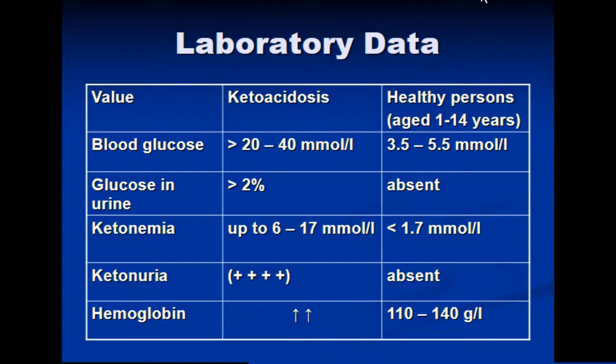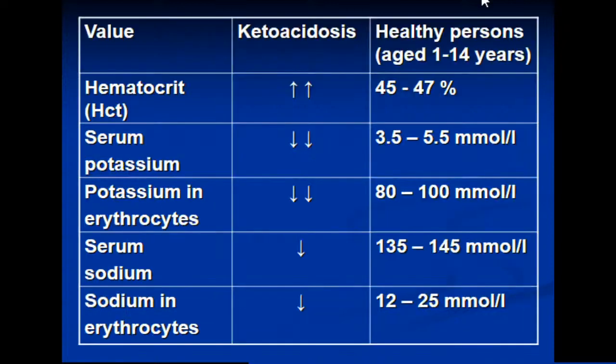Hemoglobin increase, normal up to 104 gram per liter. Hematocrit also increase. Why increase? Because of development of dehydration. Normal hematocrit 45-47%. Serum potassium decrease. Normal level 3.5 up to 5.5. Potassium in erythrocytes decrease, normal level 18 to 100 millimole per liter.